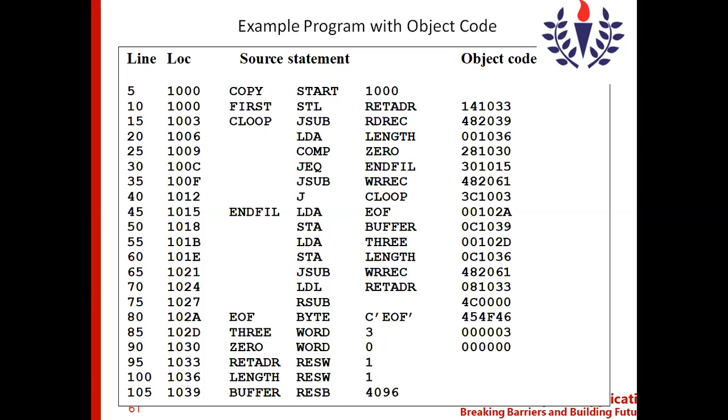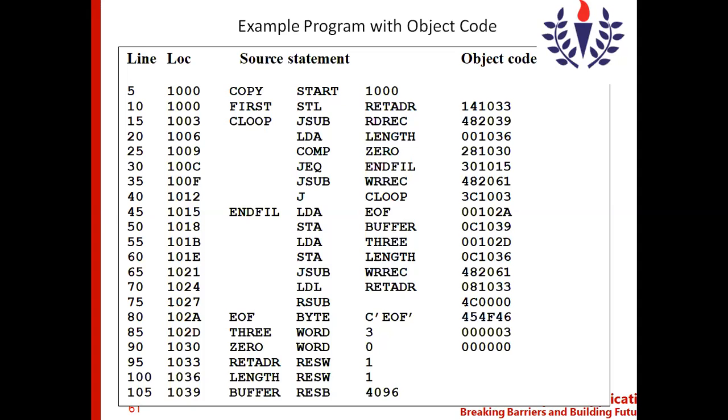Now we move on to how the conversion takes place. Take line number 5. As you know already, line number 5 has a pseudo instruction, so this instruction need not be converted into object code. That is why, if you look at the last column, there is no value for line number 5. So the assembler doesn't create object code for line number 5.